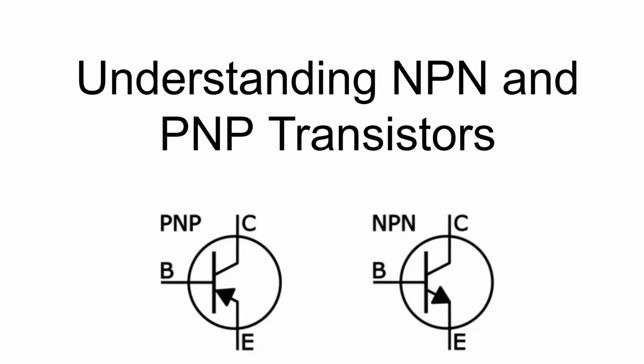Hello and welcome. In this video, we're going to explore two fundamental types of transistors, NPN and PNP. These are bipolar junction transistors, or BJTs, which are essential components in modern electronics. We'll discuss how they work, how they're different, and how they are used in circuits.